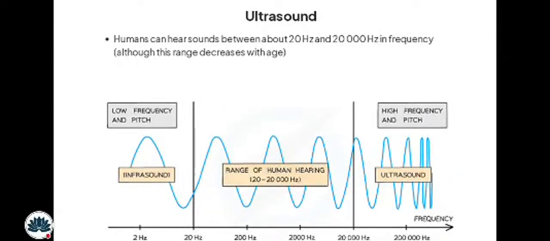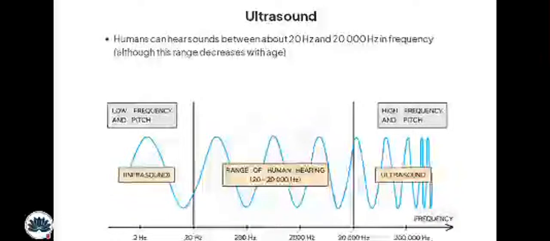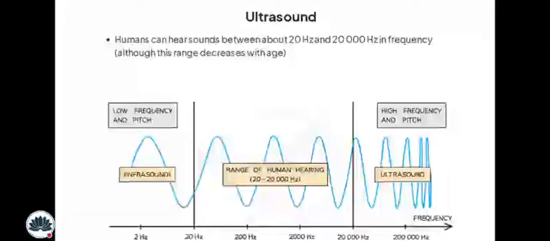Here is a low frequency and pitch. The diagram is showing you the range from 20 hertz to 200,000 hertz. The range of human hearing is 20 to 20,000, and above it is called ultrasound. So what is ultrasound? High frequency and pitch. Now focus on the blue wave. It is showing a high amplitude and more pitch, that is, high volume, and there is a low frequency one too.